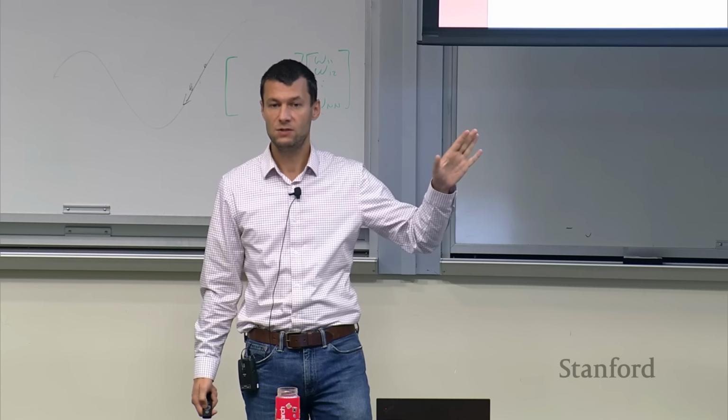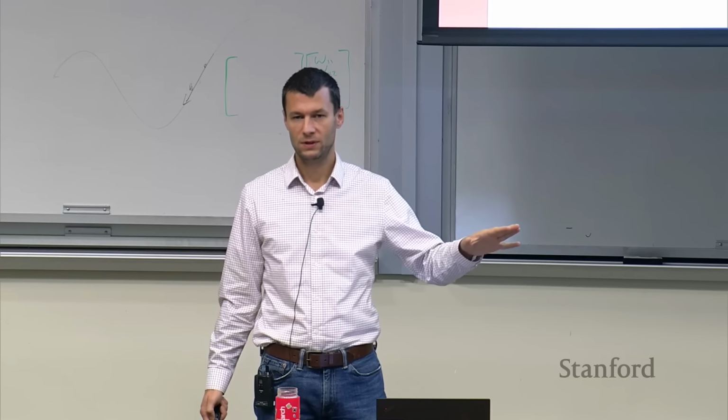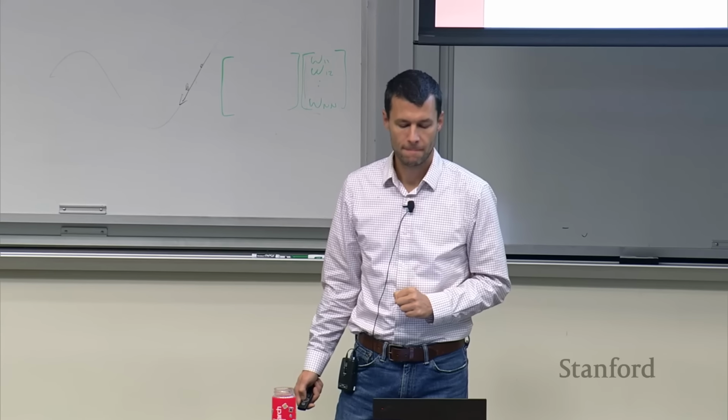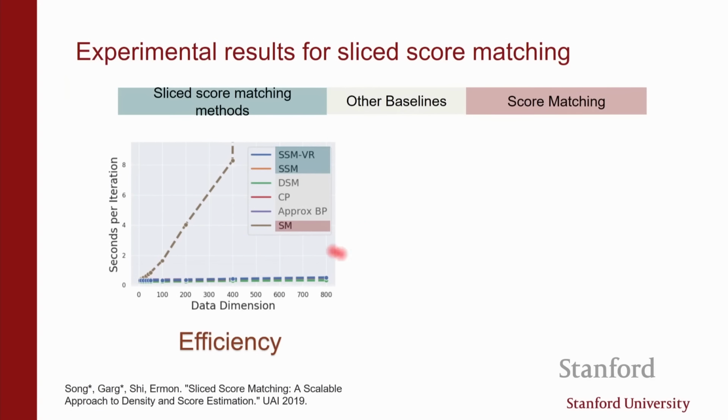So the advantage of this is that you are actually estimating the score of the data density as opposed to the data density plus noise. And here you see some plots showing that if you do vanilla score matching, how long it takes per iteration as a function of the data dimension. It can go up to 300-400 dimensions, and then you run out of memory. This was a few years ago, but it scales poorly, linearly with respect to the dimension. And if you have the sliced versions, they are basically constant with respect to the data dimension.